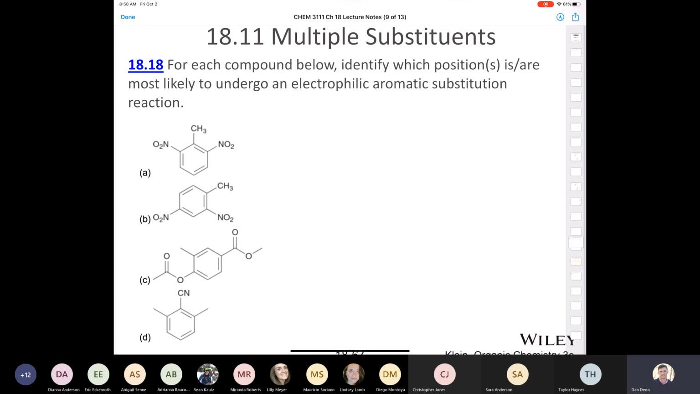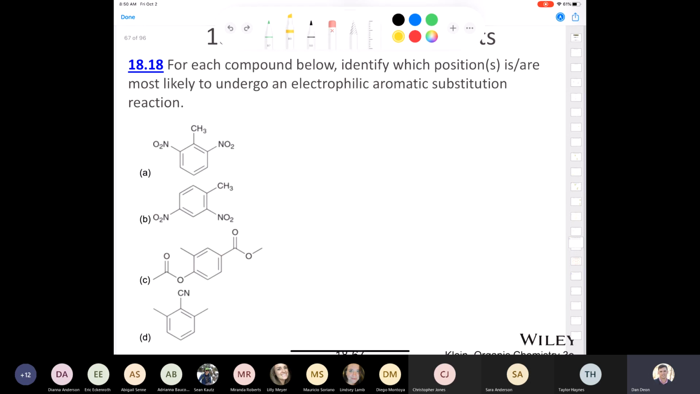Okay, well, let's take a look at the first one here. We've got a methyl group and we've got two nitro groups. The methyl is a weak activator and the nitro groups are strong deactivators. And the methyl group is an ortho para director. This is an ortho para director. Both of the ortho positions are blocked. And so that's going to promote electrophilic aromatic substitution, para, with respect to the methyl group.